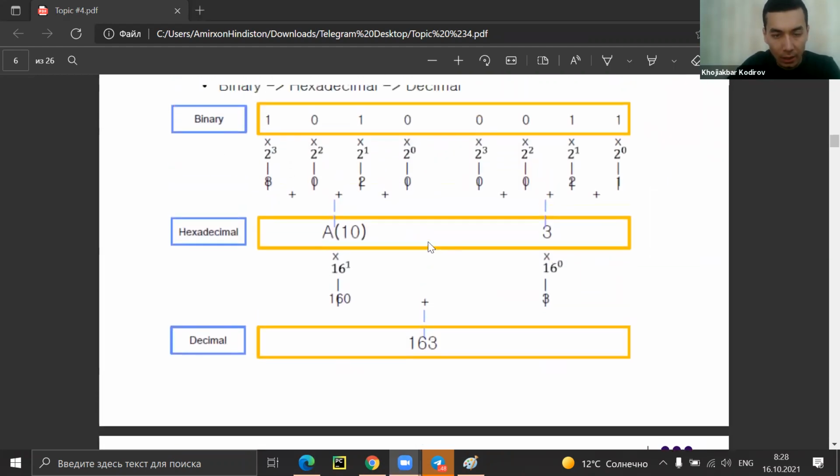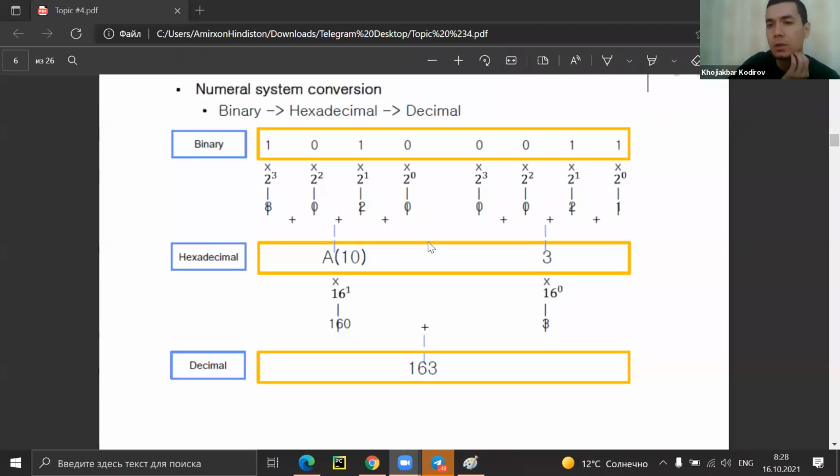Then how can we turn a hexadecimal number to decimal? As it is hexadecimal, this time we will not take 2, we will take 16. So we have two representations, A and 3. 16 to the power 0 and 16 to the power 1. 16 to the power 0 is 1, multiplied by 3 is going to be 3. 16 to the power 1 is 16, multiplied by A, which is 10, it's going to be 160. And then when we get the sum of them, it's going to be 163.